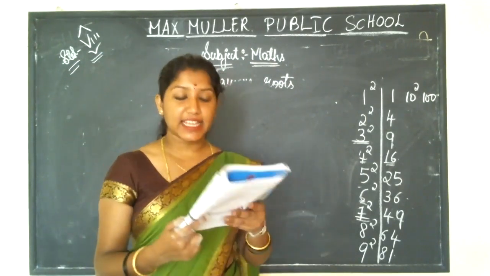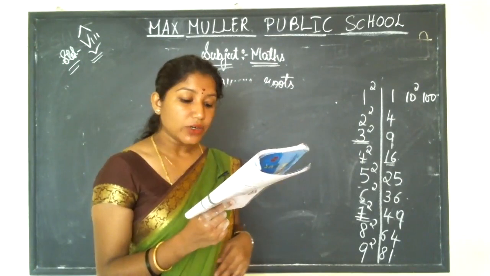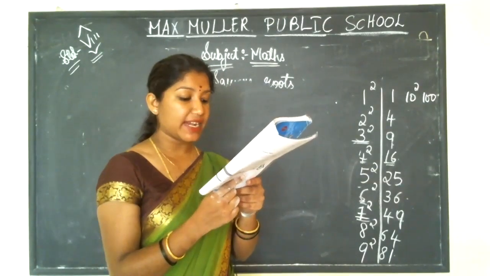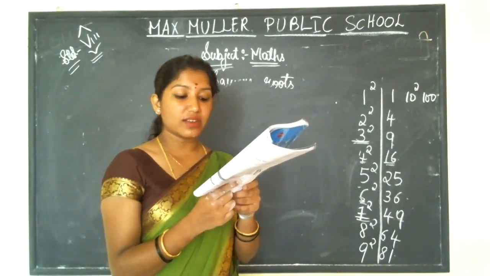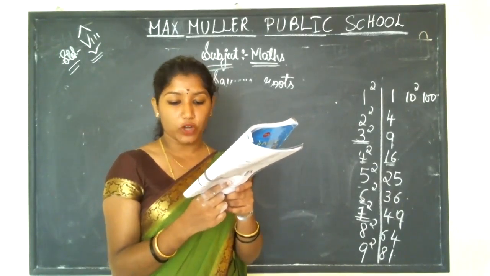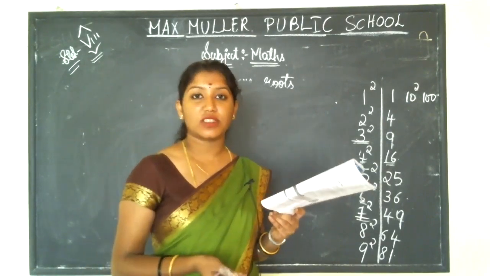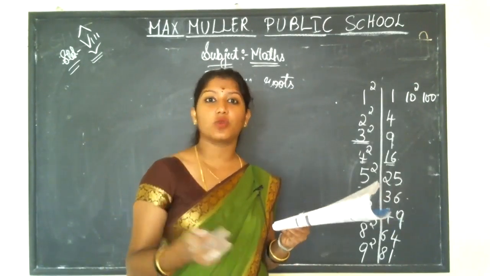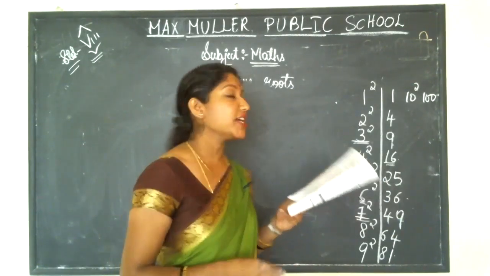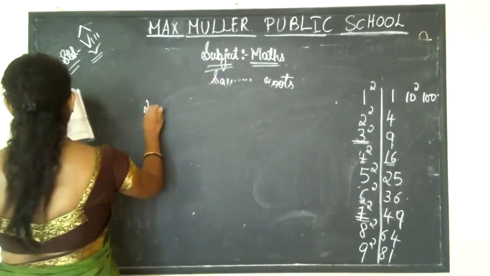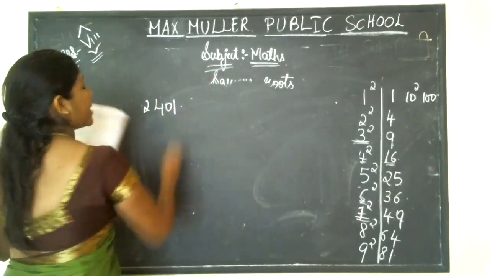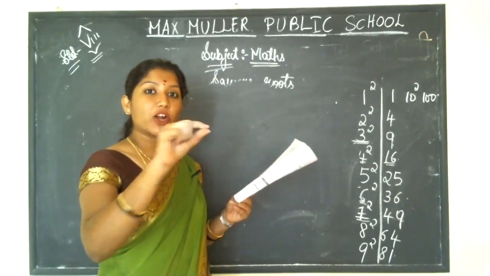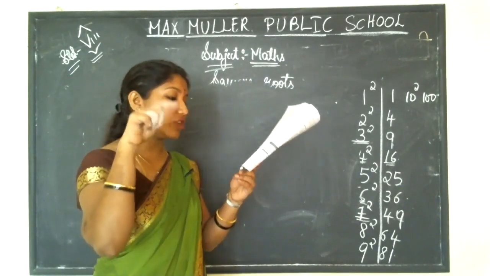Okay, the last example problem. There are 2,401 students in a school. The PT teacher wants them to stand in rows and columns such that the number of rows is equal to the number of columns. Find out the number of rows. In your school also, there is a total strength. Here what they have given is 2,401 students, and the number of rows and columns should be equal.